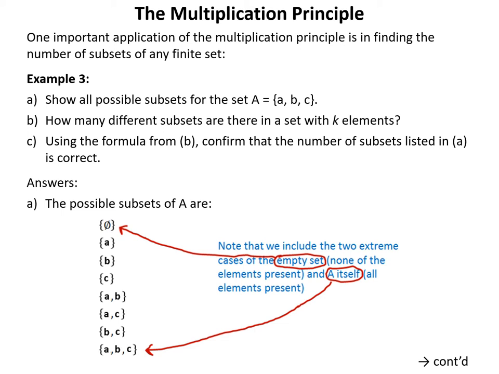So we've got the empty set. And then we can proceed to list the sets that have just one of the elements. And of course, that would be either just A or just B or just C. And then we can proceed through the next largest size of subsets, which is those that include 2 of the 3 elements. So that would be A and B, or A and C, or B and C. And then finally, the only other possible subset is the other extreme on the high end, and that is the full set of A and B and C. And again, notice that we include those 2 extreme cases, the empty set where none of the elements are present, and the set A itself, which is the subset with all of the elements present.